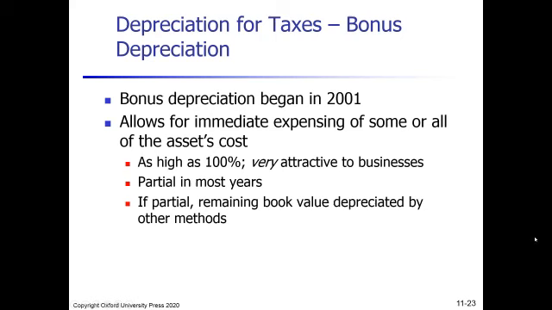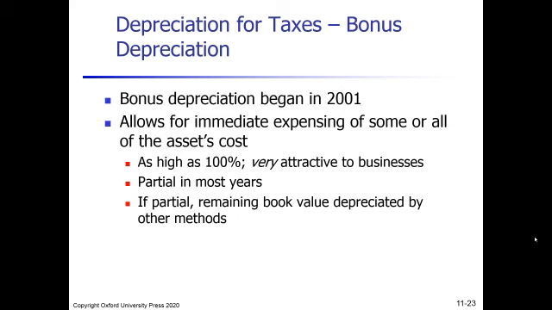In this lecture, what I want to do is continue in Chapter 11 talking about how depreciation is used on tax returns for businesses. In the previous lecture, we talked about various classical methods of depreciating assets, including straight-line depreciation, sum of years digits, and double declining balance. If you have not already seen that, please go back and watch the recording from the last day of class. This lecture will pick up talking about bonus depreciation.